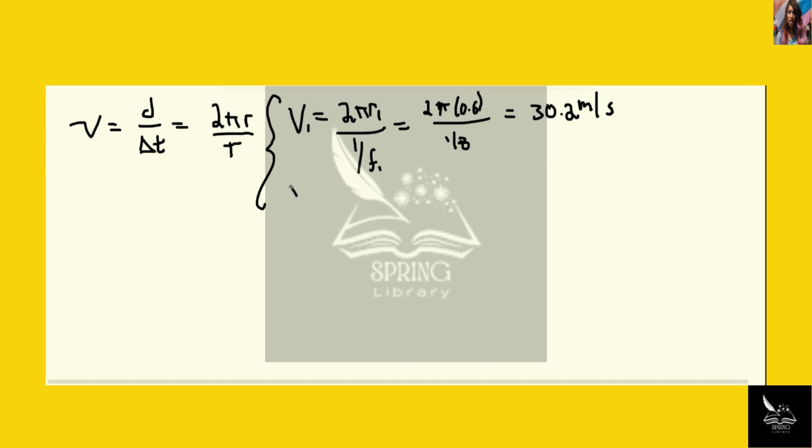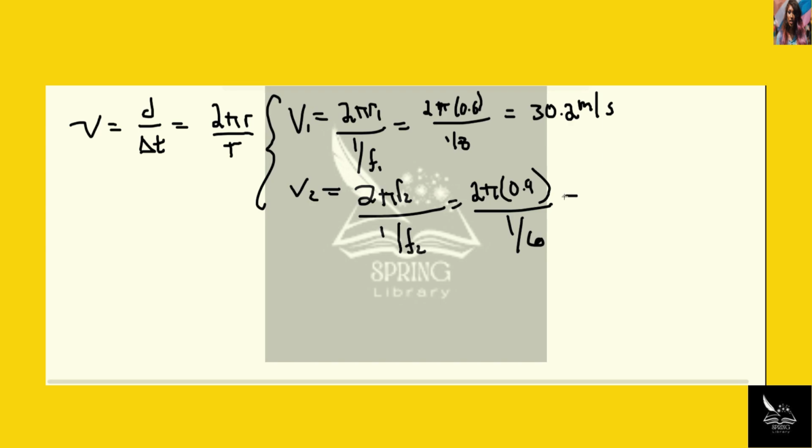We'll do the same with v2. For the second bit of data, 2 pi R2 by 1 over frequency 2, and this is equal to 2 pi multiplied by 0.9 and divided by 1 over 6. And when you go through this, you get 33.9 meters per second.